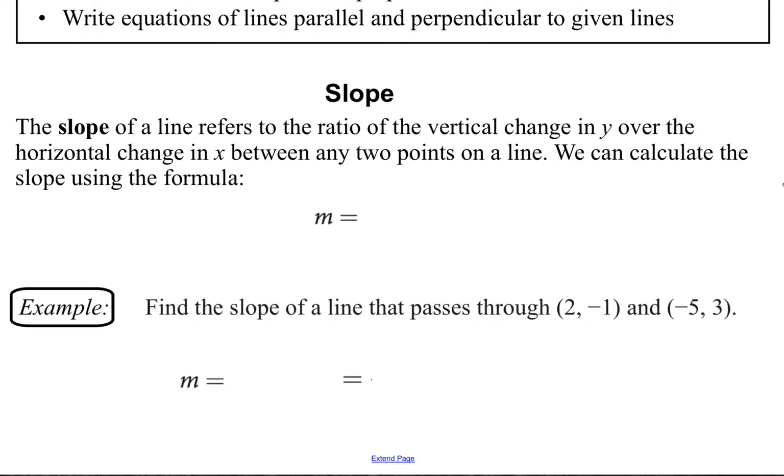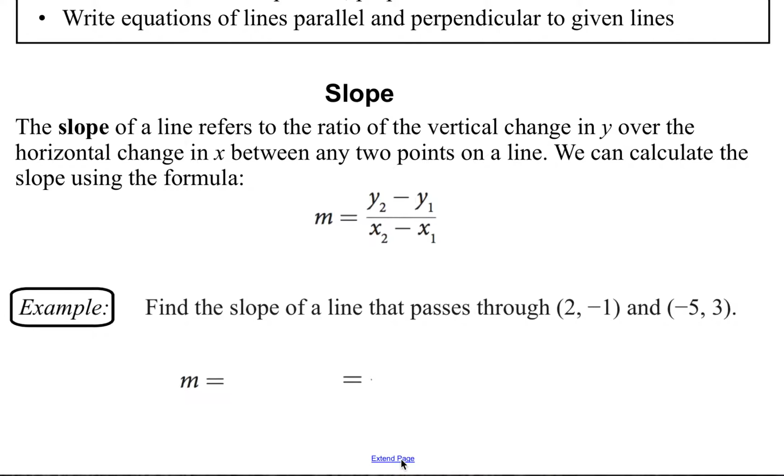So first off, we need to talk about slope and what that is. The slope of a line is basically the ratio of a vertical change, which is our y variable, divided by a horizontal change, which is the x variable. It's the rise over the run, and that's a change over any 2 points on the line. We calculate the slope using the formula y2 minus y1 over x2 minus x1, where x1, y1 and x2, y2 are just points on the line.